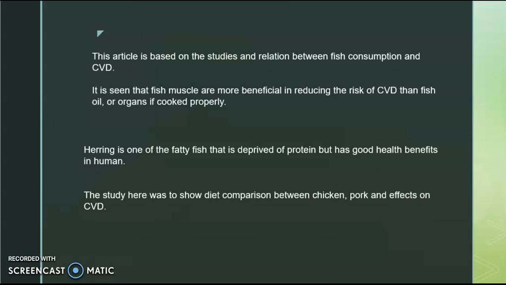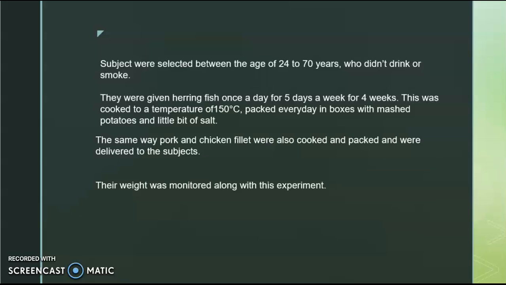It is seen that fish mussels are more beneficial in reducing the risk of CVD than fish oil or organ meat if cooked properly. Herring is a fatty fish that is rich in protein and has very good health benefits in humans. The study here was to show a diet comparison between herring, chicken and pork and their effects on CVD. The subjects selected were between the ages of 24 and 70 years and didn't drink or smoke.